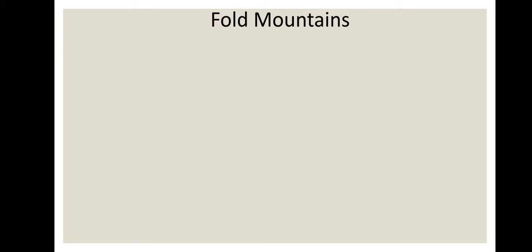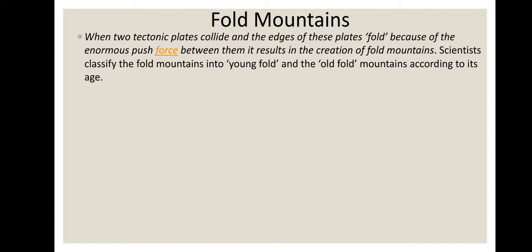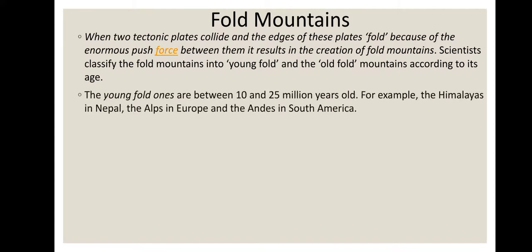Fold mountain. When two tectonic plates collide and the edges of these plates fold because of the enormous push force between them, it results in the creation of fold mountains. Scientists classify fold mountains into young fold mountains and old fold mountains according to their age. The young fold ones are between 10 to 25 million years old. For example, the Himalayas in Nepal, the Alps in Europe, and the Andes in South America.